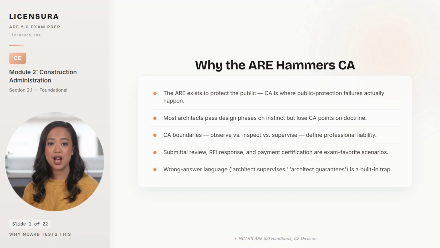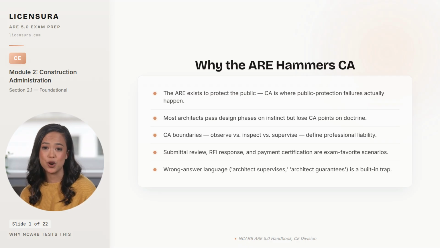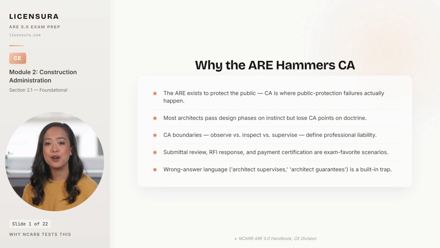Submittal review, RFI response, and payment certification are the 3 exam favorite scenarios because each is a moment where you apply the doctrine cleanly or absorb liability that belonged to the contractor. The wrong answer language itself is a tell. Anything that says the architect supervises, guarantees, or warranties is almost always wrong. Train yourself to recognize that pattern in a second. Pulling all 5 paths together gives you the single sentence to memorize before the exam.